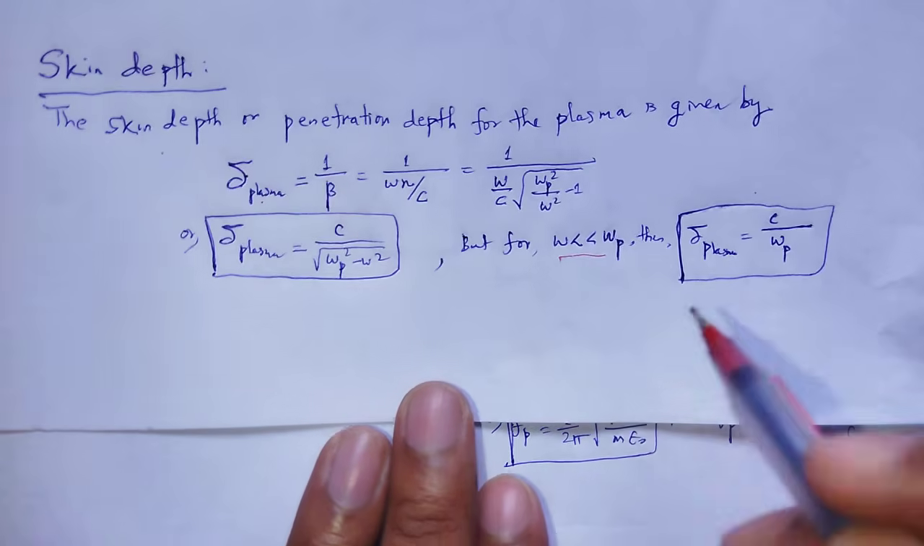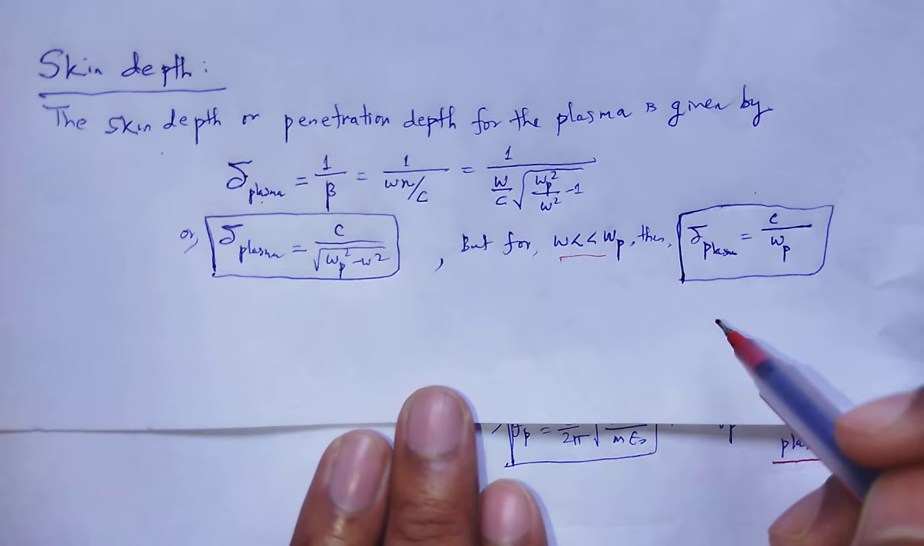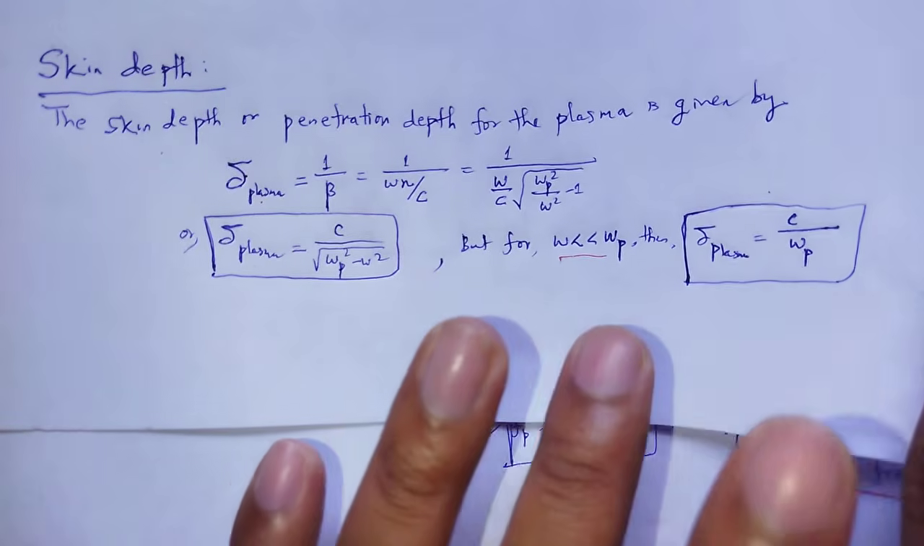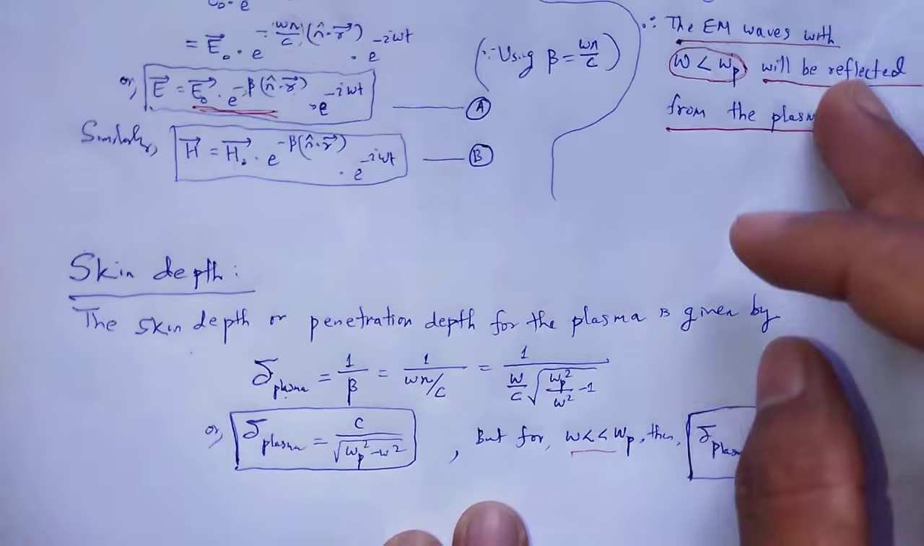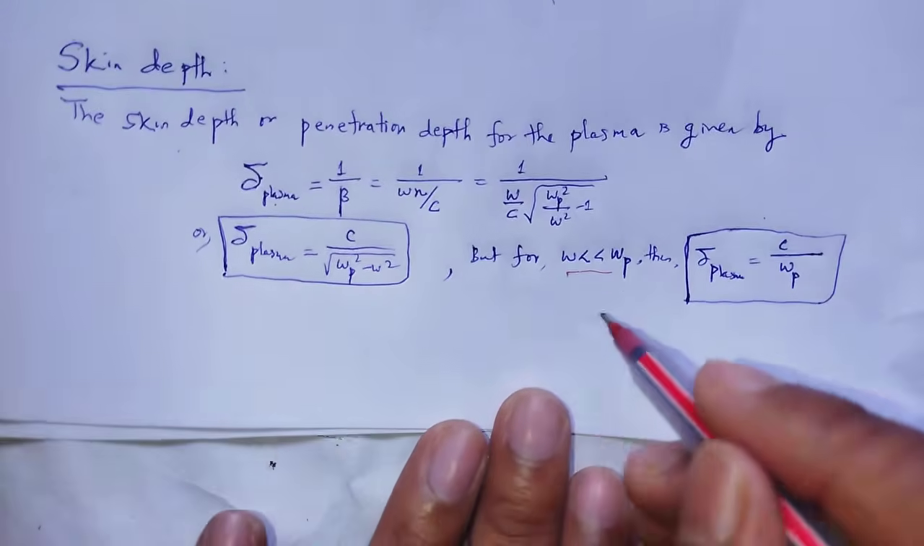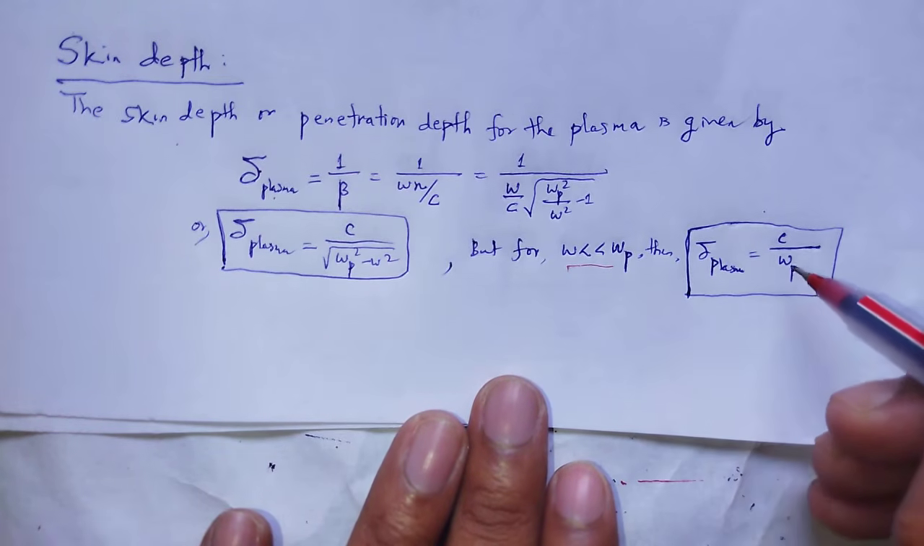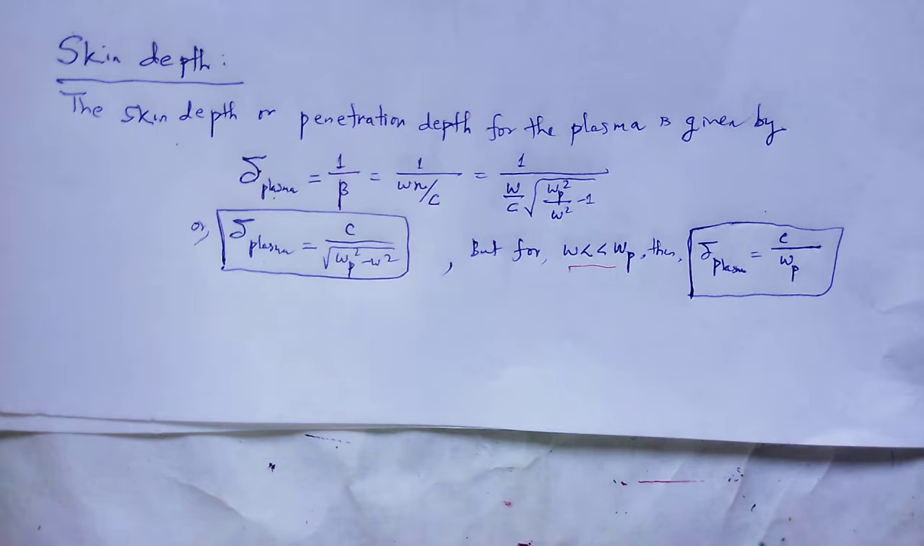In the condition when omega is very much less than omega p, obviously the wave is reflected from the medium. So delta for the plasma is equal to c divided by omega p. That will be the expression for skin depth in the case of an electromagnetic wave propagating through a plasma medium.